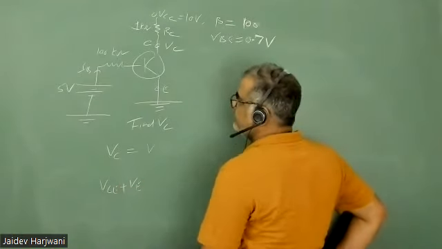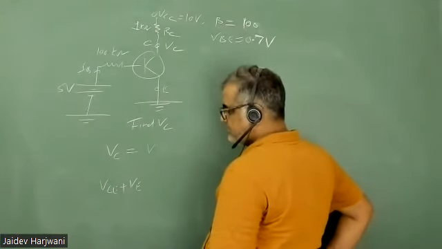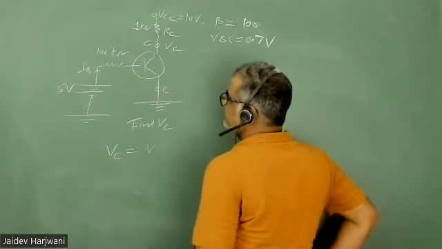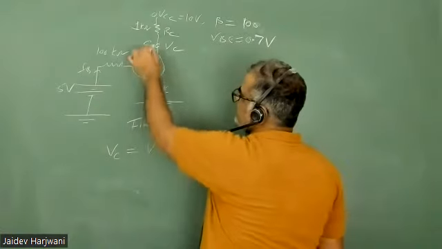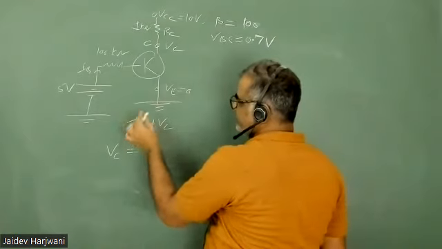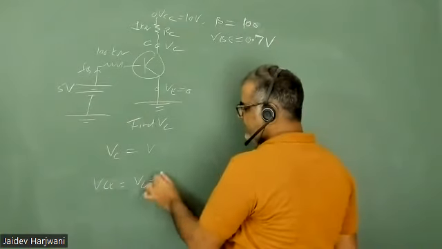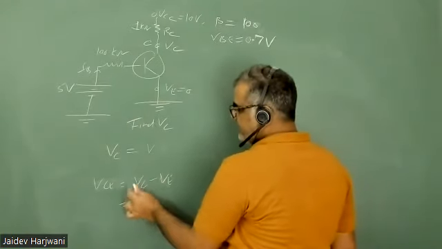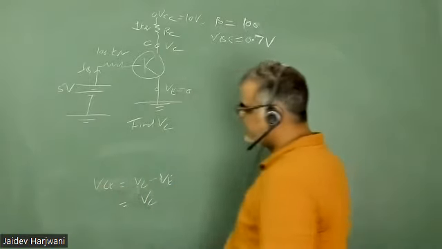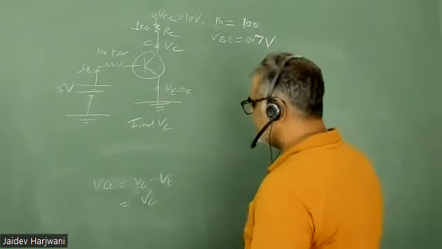And what is the value of VE in this question? Here this is your C, VC, and here is VE, which is connected to 0. So your VCE is basically VC minus VE. So VC becomes equal to VCE in this particular question, because there is no resistance at the emitter. Now you want to find VC. Tell me how to find it.